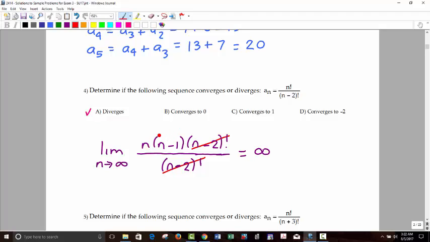And we go n times n minus 1 times n minus 2 factorial. So you cancel the n minus 2 factorials, and then you're left with nothing but n's on top, so that limit's going to go to infinity.